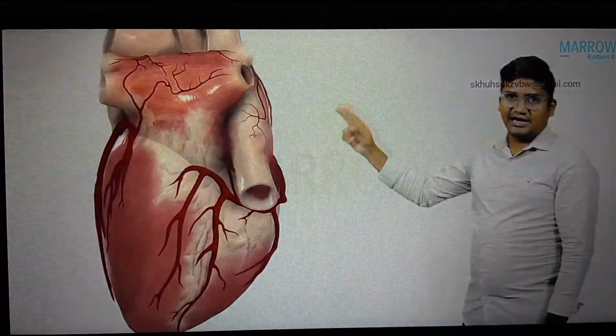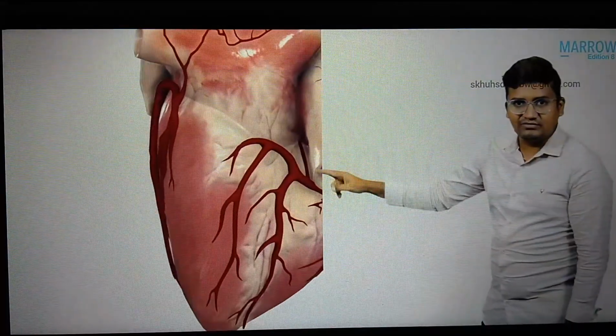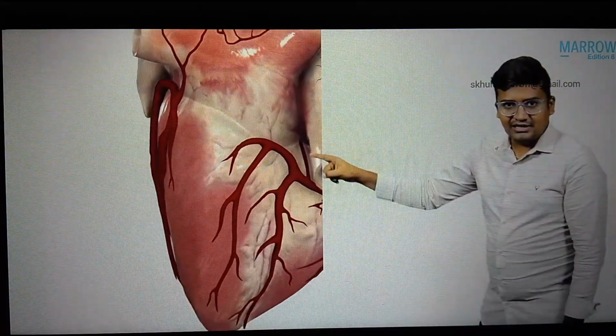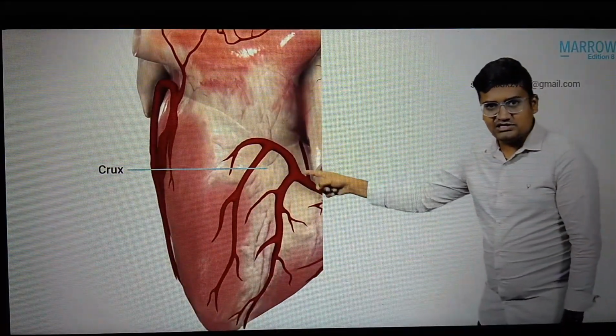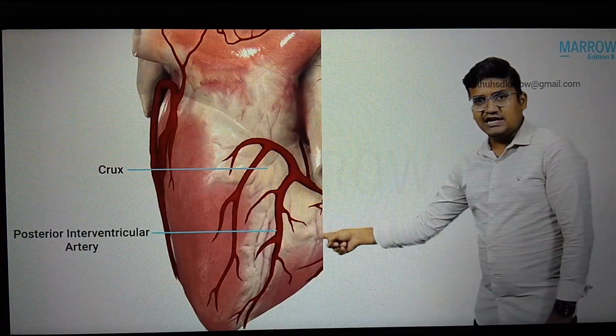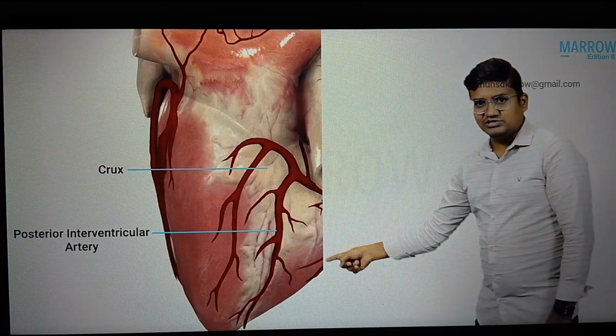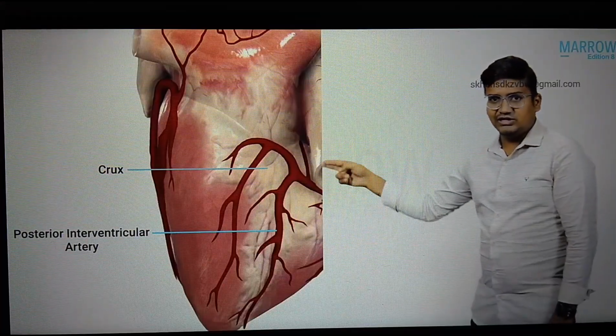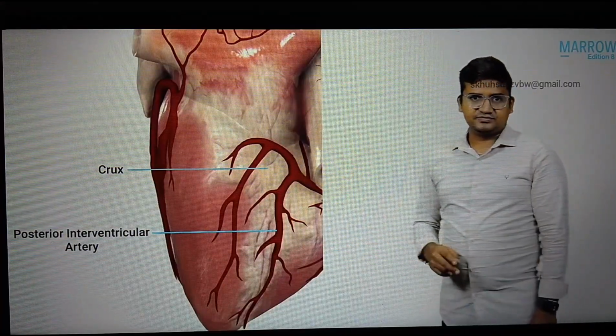Now, in the crux, the right coronary artery is anastomosing with the circumflex artery. In the crux, the right coronary artery is giving this branch. Now, can you see this branch here? That is our posterior interventricular artery. Posterior interventricular artery is a branch of our right coronary artery.